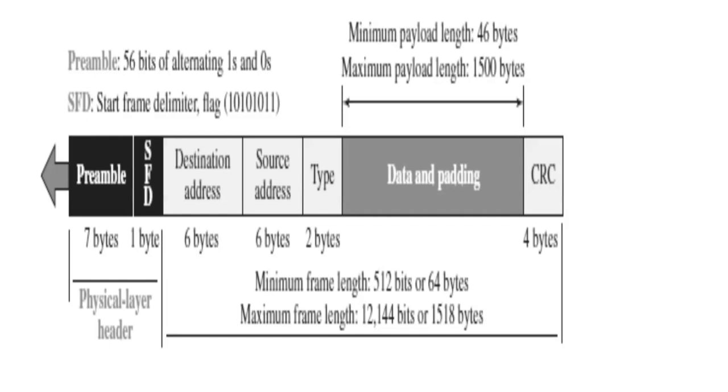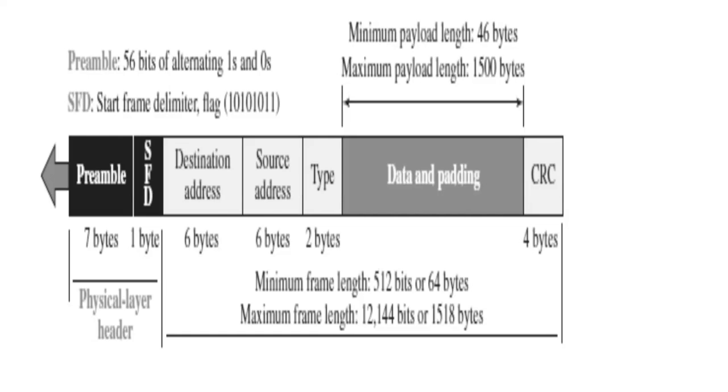Next come the destination address and source address, each 6 bytes, followed by the type, that is 2 bytes, which tells what type of data we are going to send. This is followed by the data and padding. The minimum payload length is 46 bytes and the maximum payload length is 1500 bytes, which is lastly followed by the CRC, the cyclic redundancy check, which is used for detecting the error.